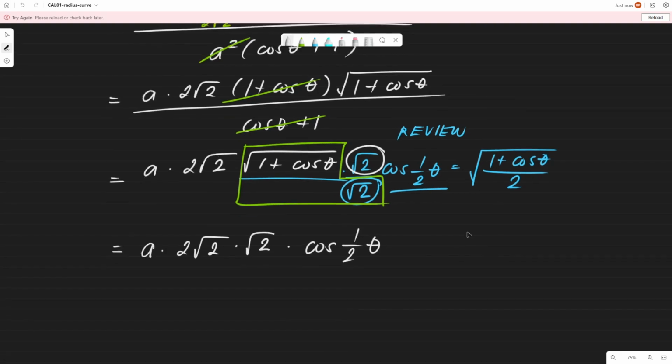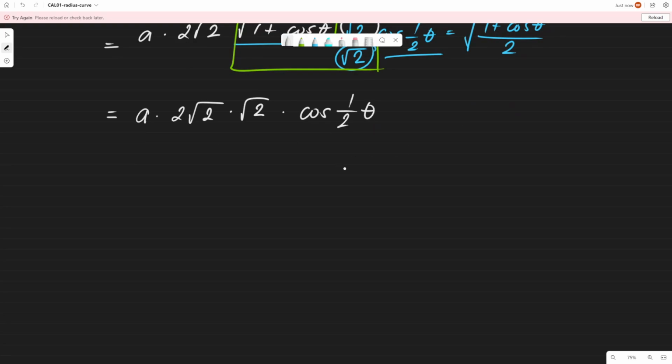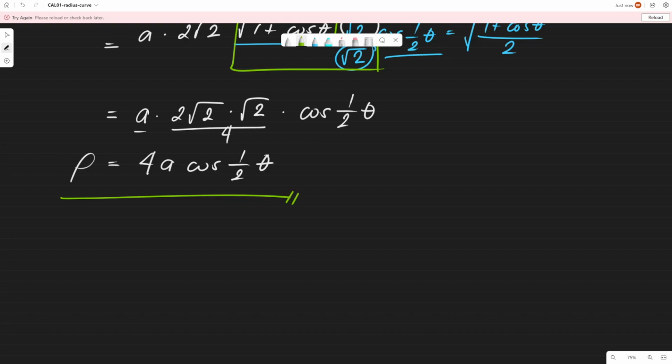Ayan. Okay, so simplifying, no? So square root of 2 times square root of 2 will just give us 2. 2 times 2 is 4. So therefore, our final answer, the radius of curvature at any given point is equivalent to 4a. Okay, ito na yon, a. This one is just equivalent to 4. No? So hence 4a cosine 1 half theta. This is the radius of curvature of the function at any given point x or given point. No, wala pa lang binigay na variable.